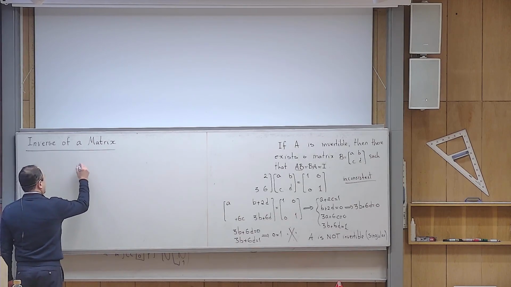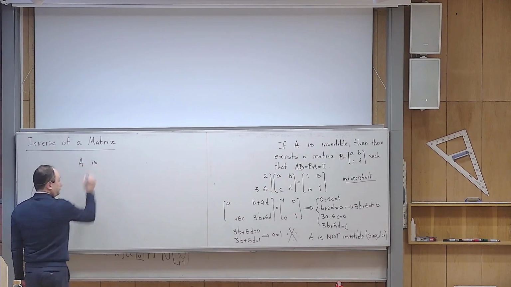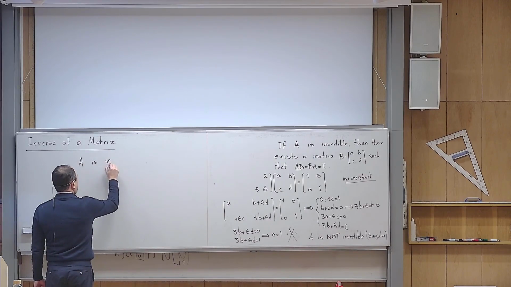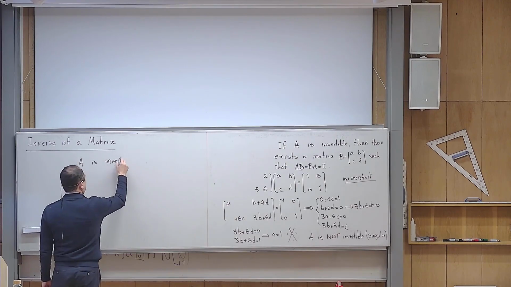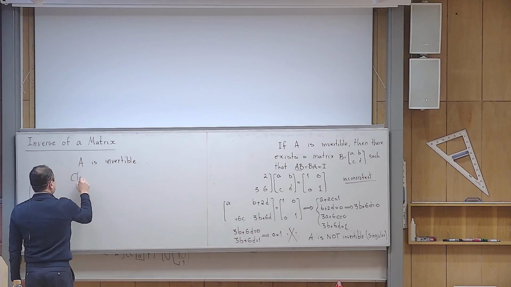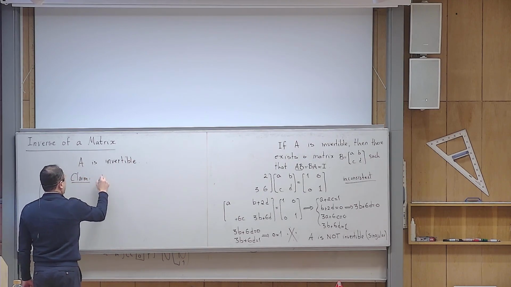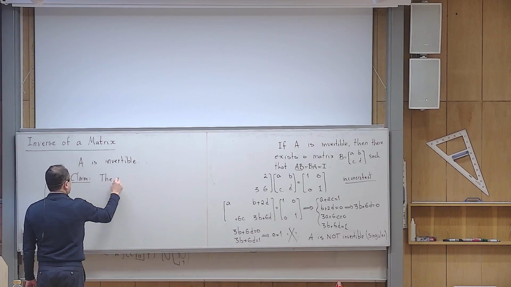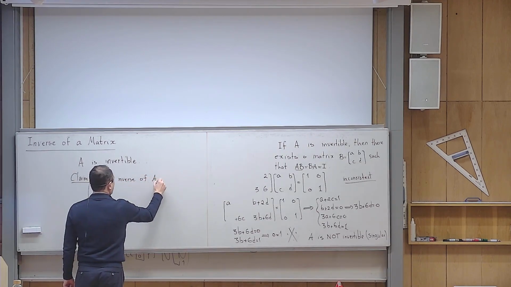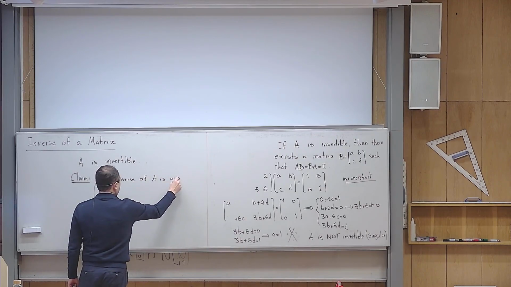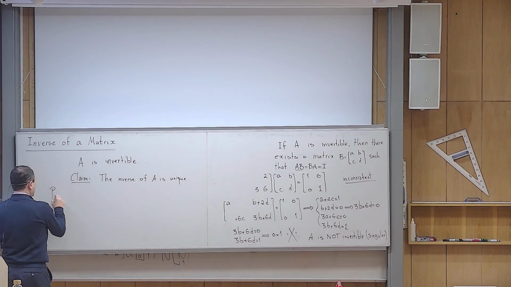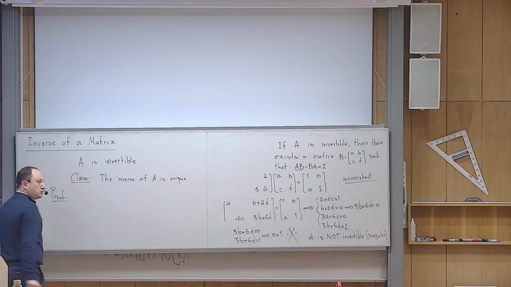So we might say that A is invertible. A is invertible. I want you to learn this way of proving. The claim is that the inverse of A is unique. Okay? So let me write all the proof here for you. So the proof. So what should I write?